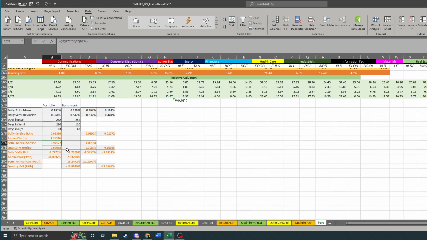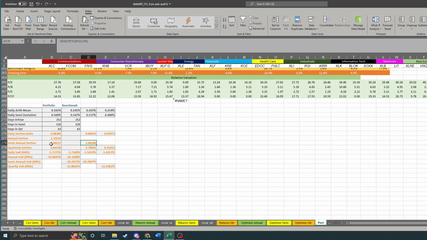You'll be doing the same stuff with the semi and the quarterly, and then there's obviously some extra calculations that can go with the different optimizations that you find. So one for the quarterly as well as the semi-annual as you go.